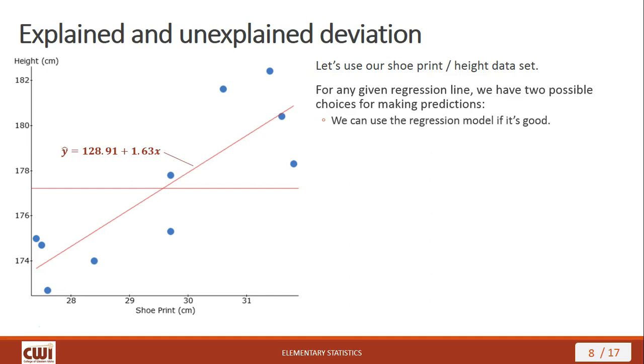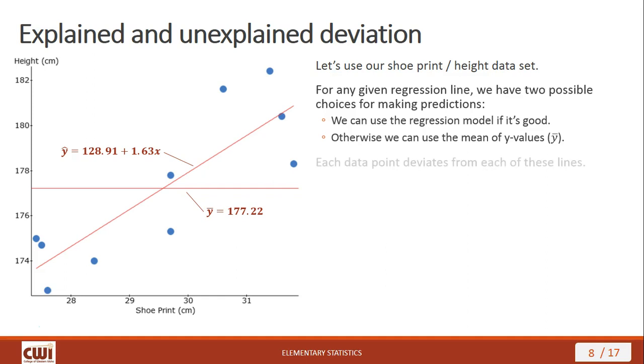Here's our equation for that line: y hat equals 128.91 plus 1.63x. If the regression model isn't good enough to be used for making predictions, we can use the mean value. And so that's the horizontal line that you see in the center of the scatter plot. y bar equals 177.22. This is the mean value for the y values of our data set. So we're going to use one of these two lines to make predictions, depending upon how fit the regression model is for making predictions.